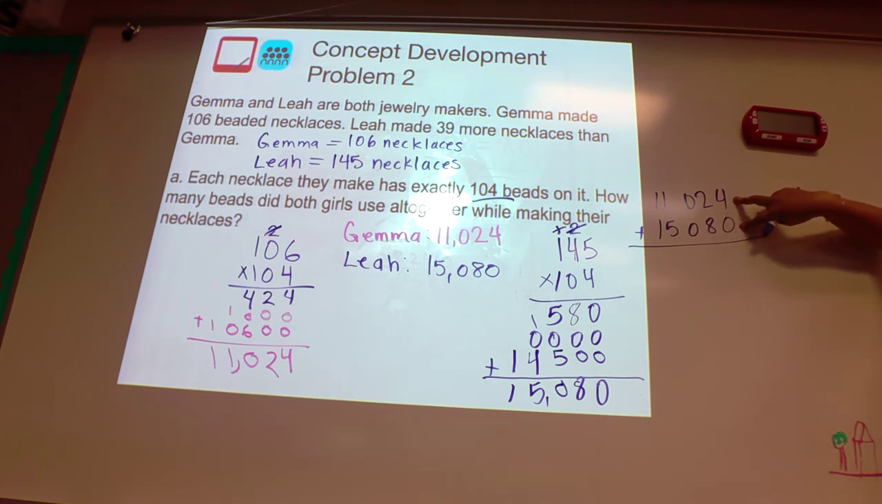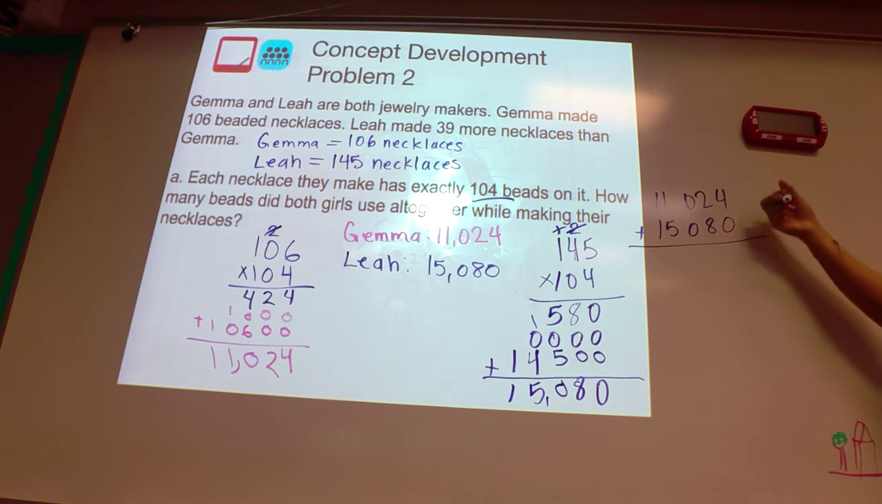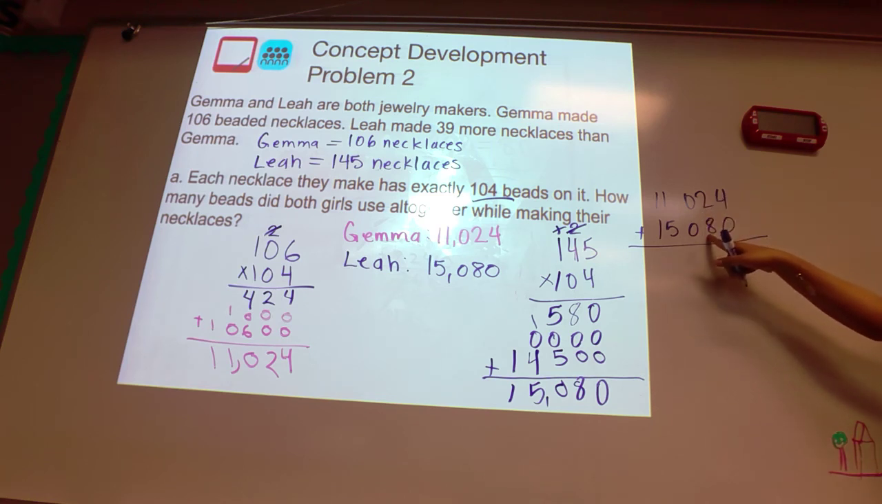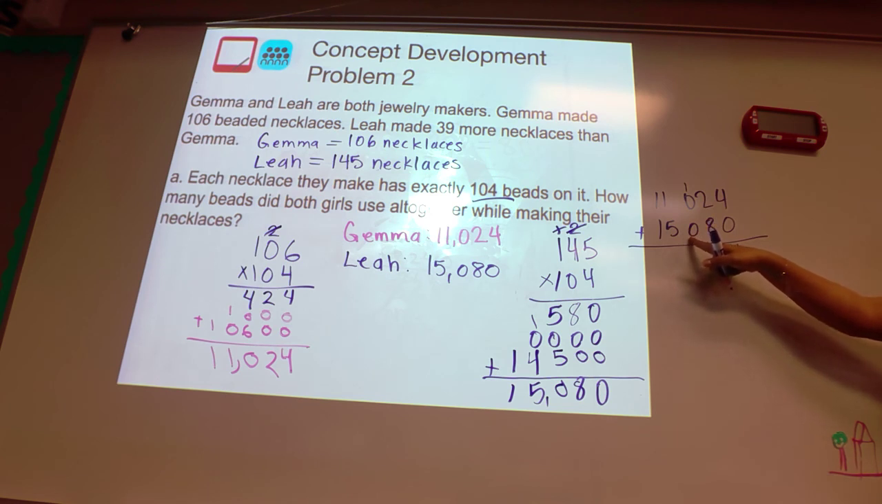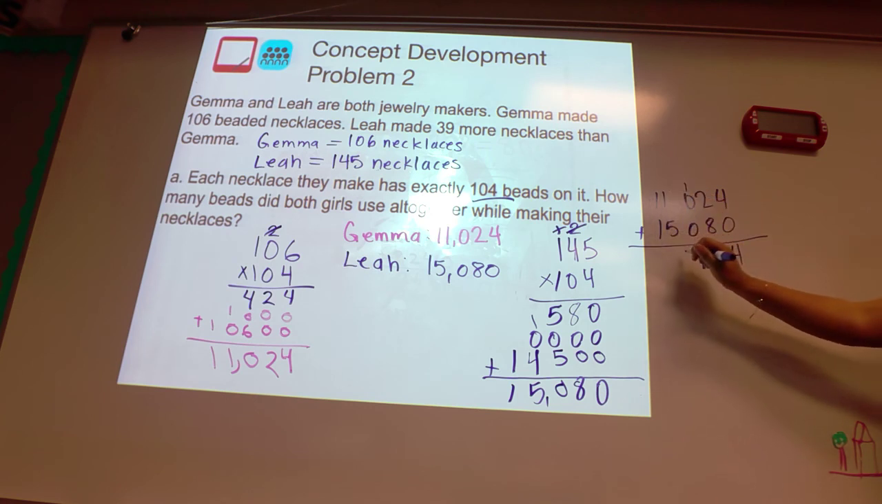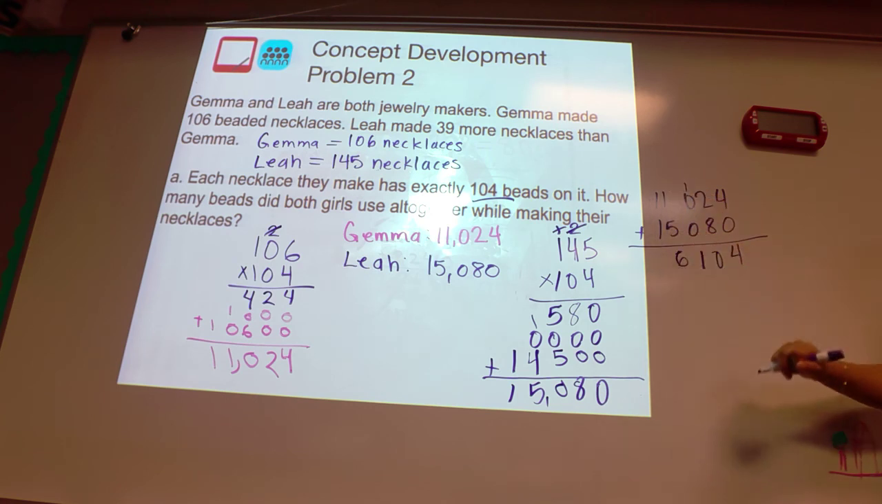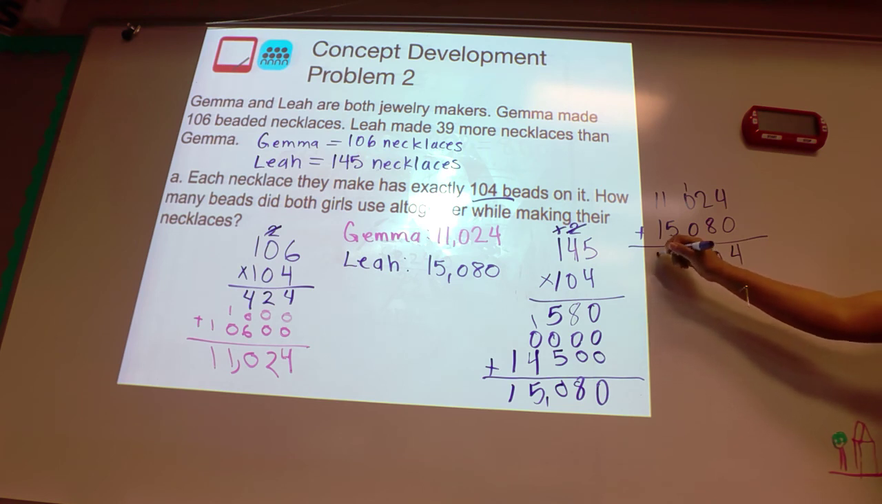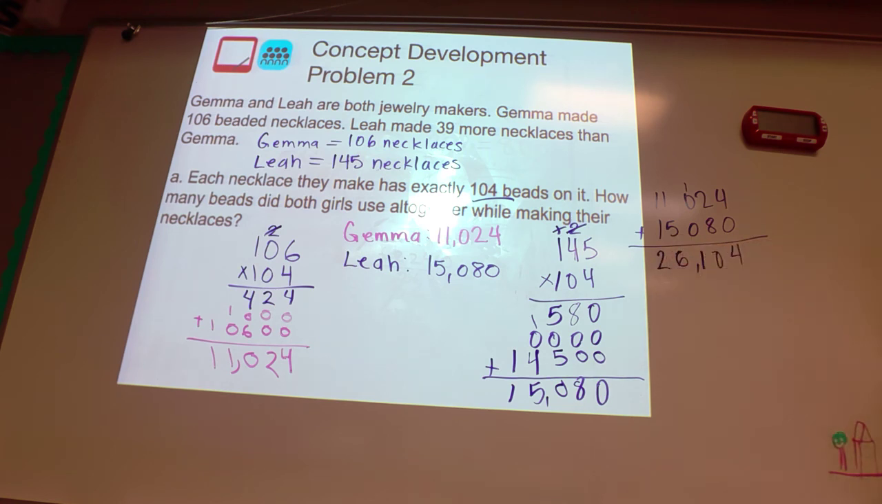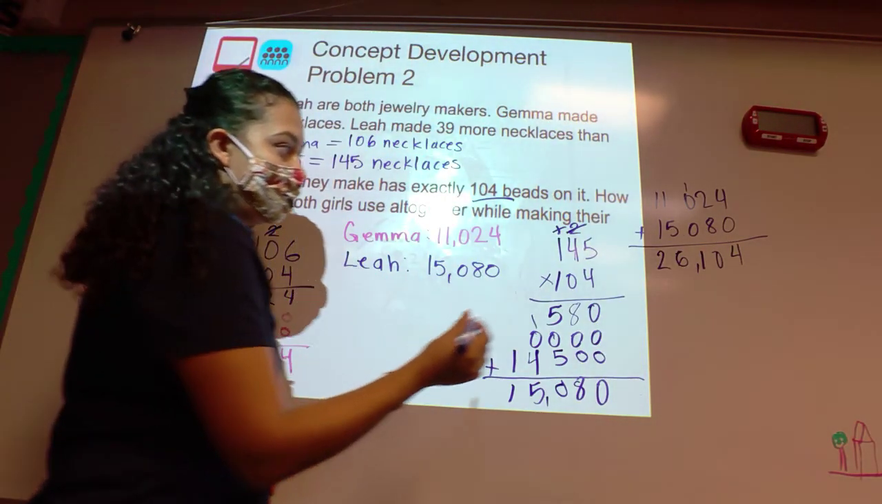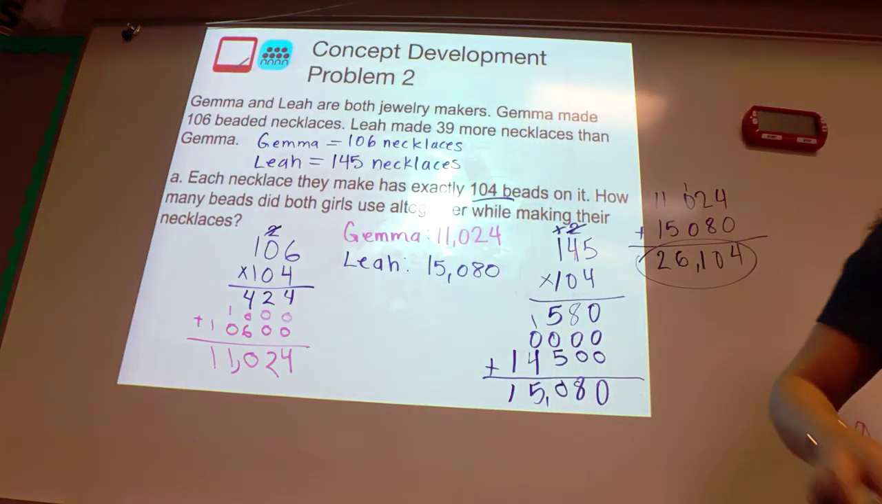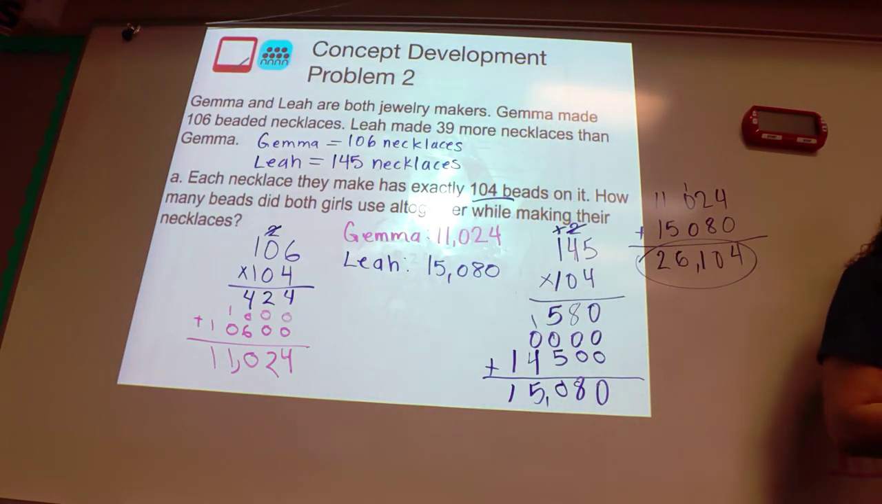Okay, starting on the right side, 0 plus 4, 4. 2 plus 8, 10. So 0 here, carry the 1. 1 plus 0 plus 0, 1. 1 plus 5, 6. 1 plus 1, 2. How many beads did both girls use? 26,104. This is our final answer to the question for part A.